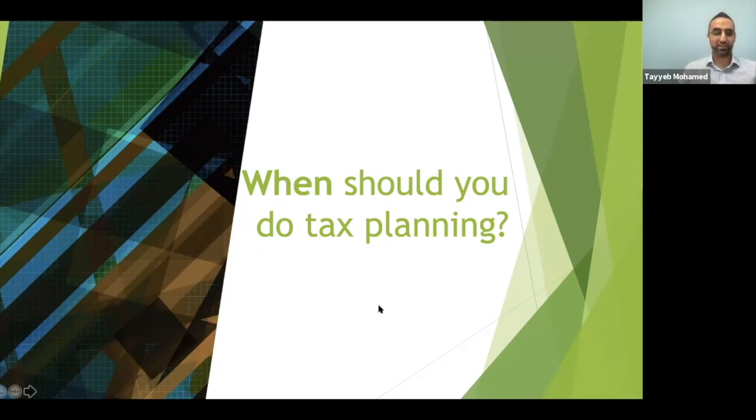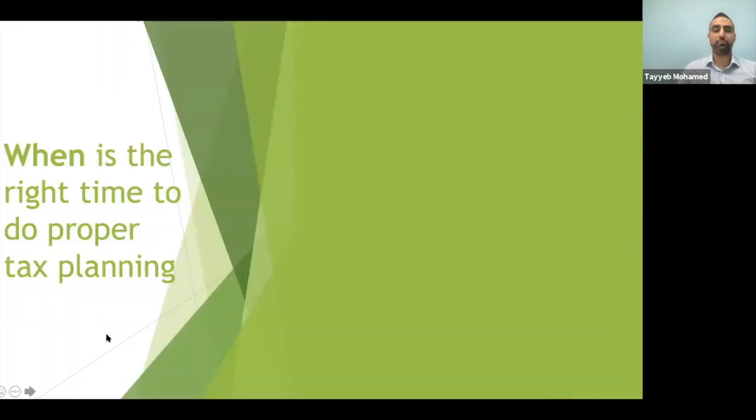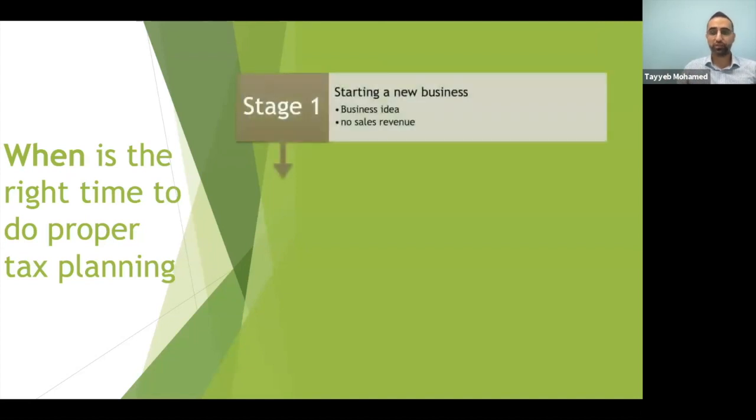Let's look at when is the right time to do proper tax planning? Well, each case is different. So we need to look at facts and circumstances for each business to come up with proper tax planning. But in general, with this slide, we want to communicate a general rule of thumb, which will give you a high level understanding of when you should start thinking about your taxes. So we divided the business into three different stages. Stage one, when someone is starting a new business, so you've got a business idea, you do not have any sales revenue, you are trying to figure out whether you should run with this business or not. This is the stage classified as stage one.